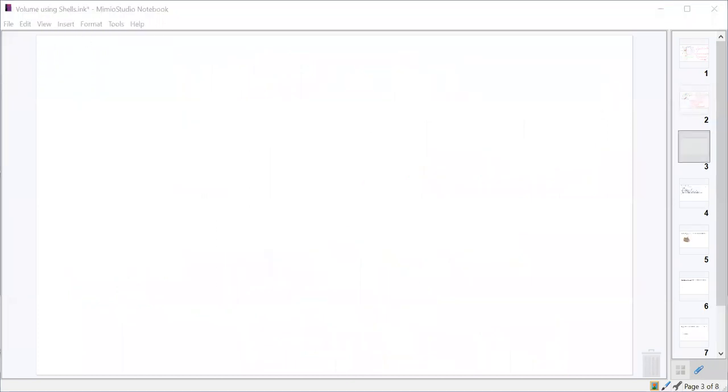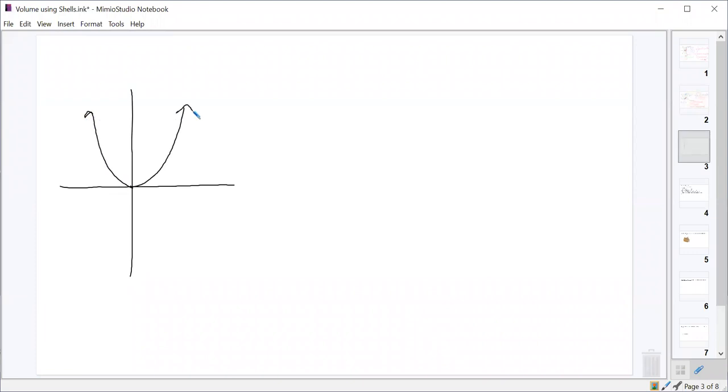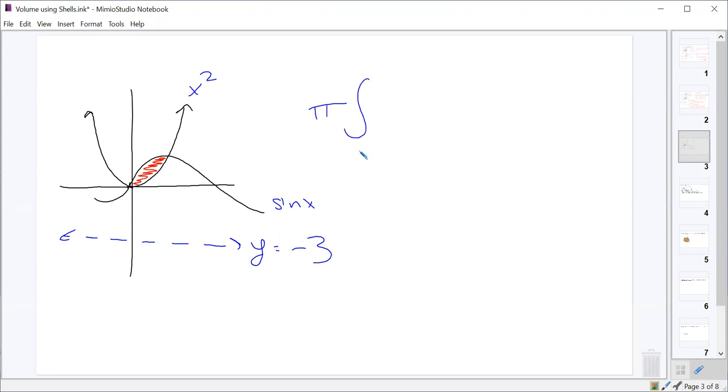All right. What a big what if here. What if we had the same two functions in the same region, but instead of revolving around y equals 5, we revolved around y equals negative 3? Same functions, sine x squared. How is that going to affect things? Is it going to affect the pi? Is it going to affect my limits?